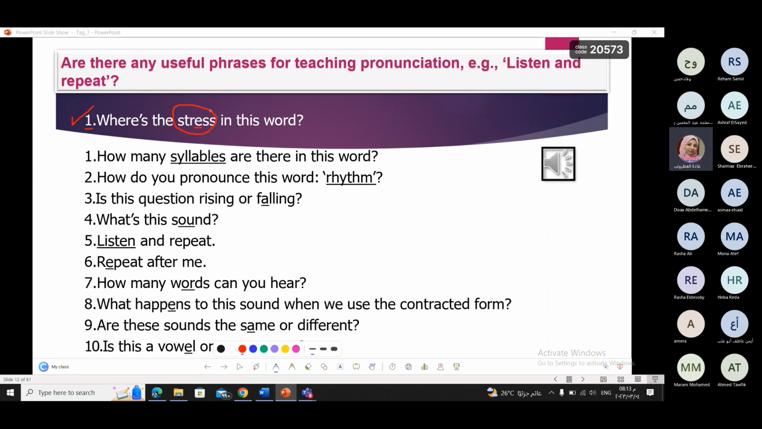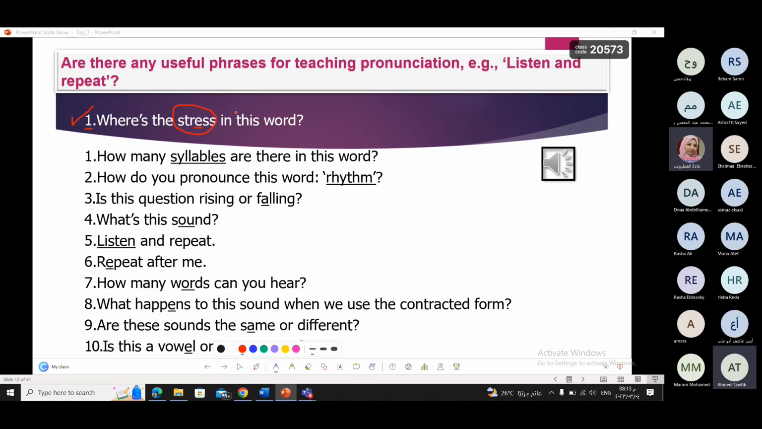In the word stress? Yeah. S. I think S. No, I don't think so. E. Sorry. Stress. Where is the stress? Stress E. Yes, this sound is stressed, right?